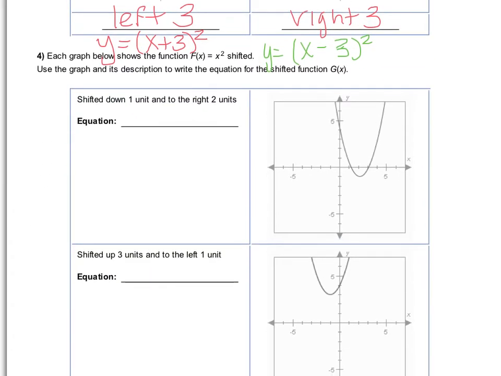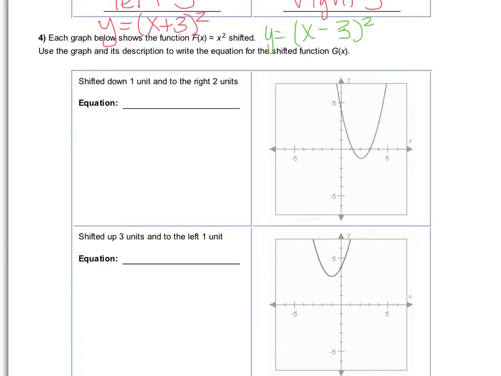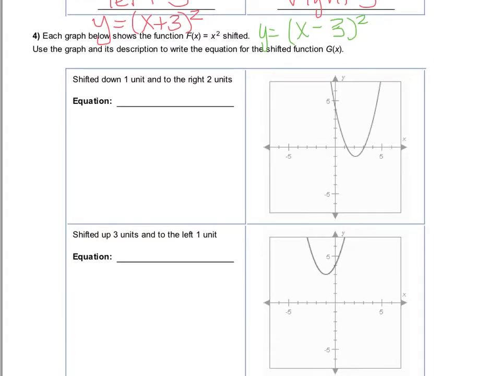It says for each graph, use the graph and its description to write the equation for the shifted function. So I have this function here, which started out at 0, 0, and it tells us it shifted down 1 unit and then to the right 2, and that's where our new vertex was. If my equation was f of x equals x squared, well, now I've got to account for these shifts. I'm going to start with the right and left because that's going to go with my x. If I went to the right 2 units, that means it's going to be x minus 2 in parentheses, then squared. And if I shifted it down 1 unit, that means it's going to be minus 1 on the end.